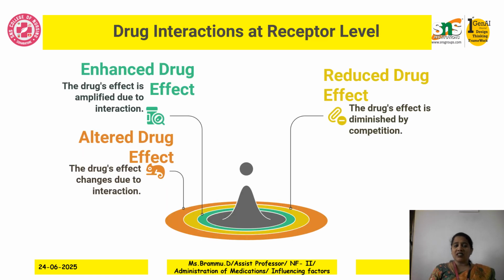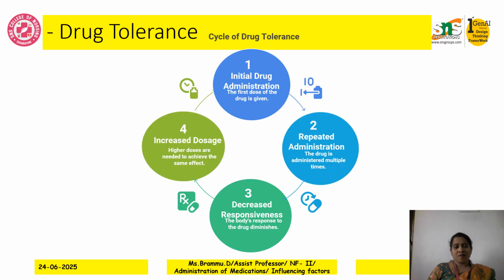So drug interaction at the receptor level actually undergoes three major changes. One is the exact effect the drug is going for, which is started. On the other hand, it can be vice versa: an altered drug effect can be started, or a reduced drug effect, that is, the potency of the drug is very low.